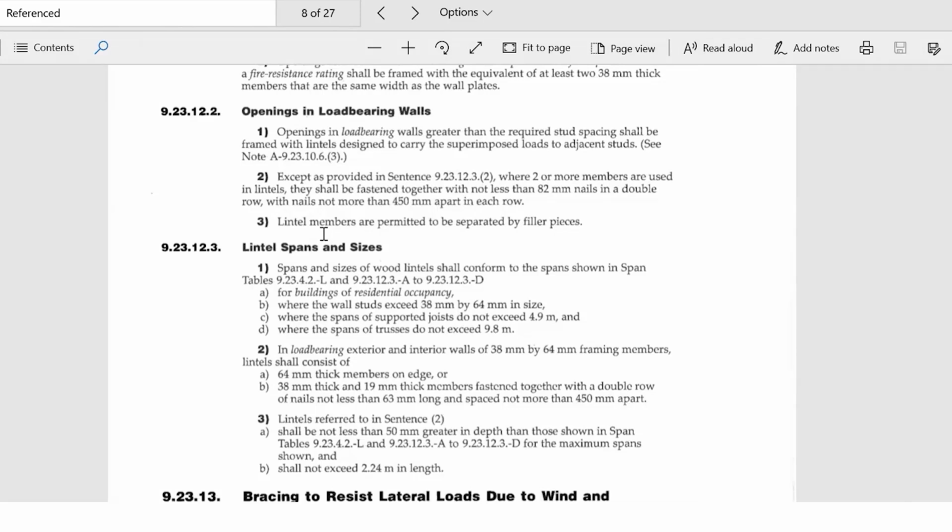In load-bearing exterior and interior walls of 38 by 64 millimeters, framing member lintels shall consist of 64 millimeter thick members on edge, or 38 millimeter thick and 19 millimeter thick members fastened together with a double row of nails not less than 63 millimeter long and spaced not more than 450 millimeter apart. Lintels in the sentence shall not be less than 50 millimeter greater in depth than those shown in the span tables for the maximum spans shown, and shall not exceed 2.24 meter in length.